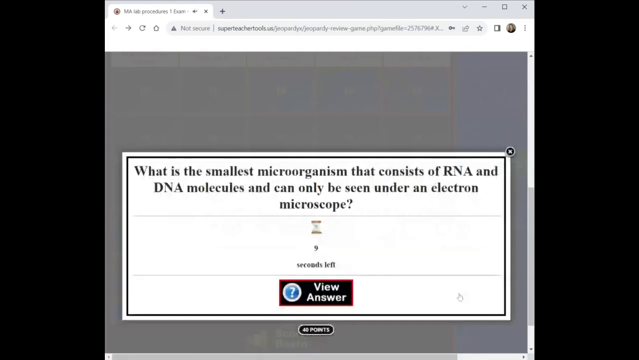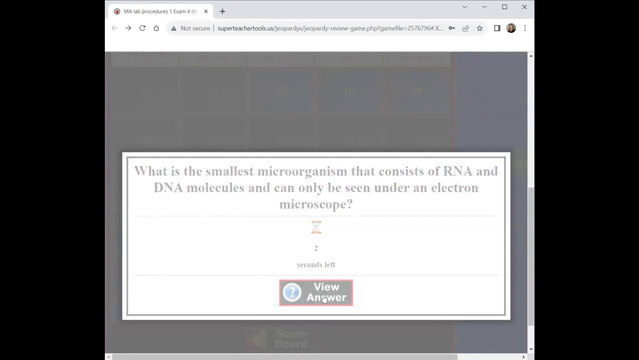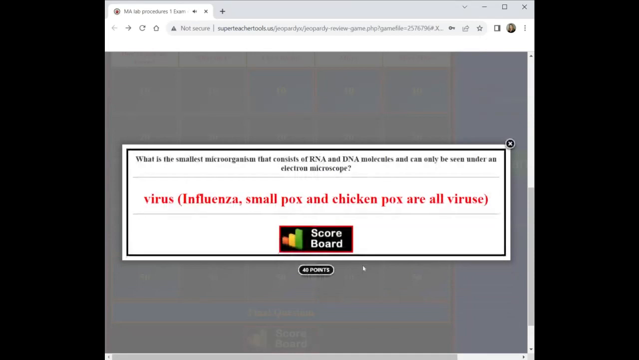What is the smallest microorganism that consists of RNA and DNA molecules and can only be seen under an electron microscope? Viruses. That is correct. Examples are influenza, smallpox, and chickenpox.